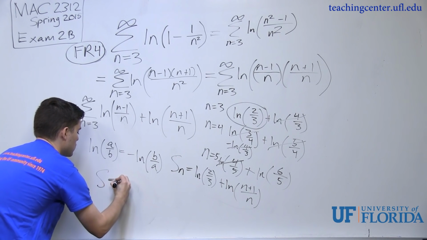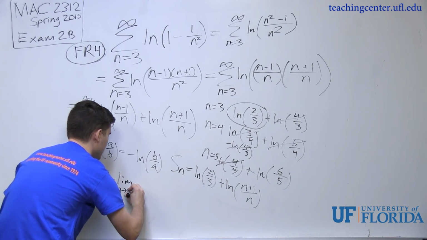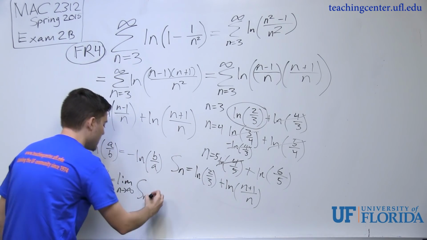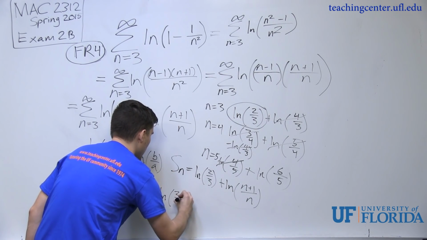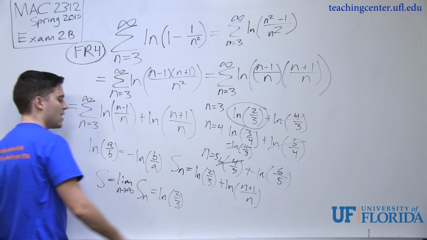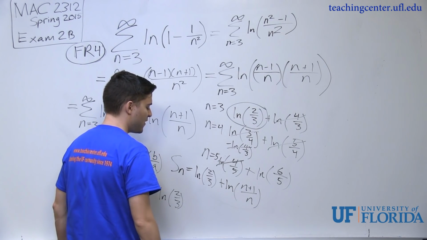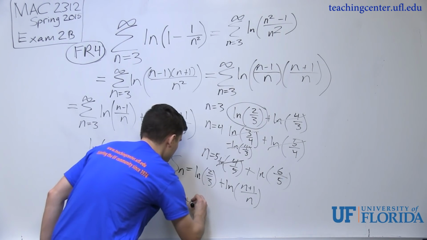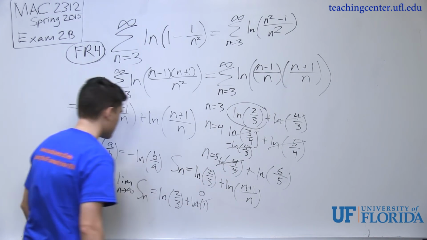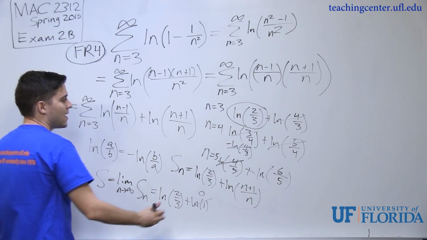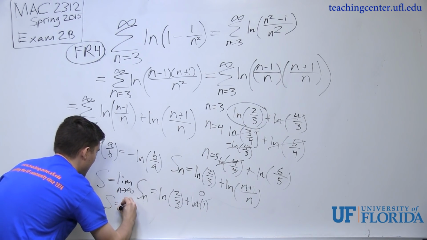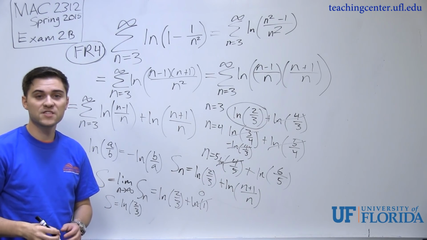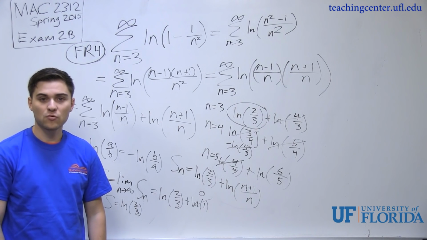So S is equal to the limit as n approaches infinity of S sub n, which in this case, I end up getting natural log of 2 over 3, because that's just a constant, so that doesn't change. And I have natural log of infinity over infinity, which translates to natural log of 1 when you apply L'Hopital's rule. Natural log of 1 is just 0. So all I end up with for my final sum is that S is equal to natural log of 2 over 3. So therefore, this is a convergent telescoping series, and its final sum is natural log of 2 over 3.